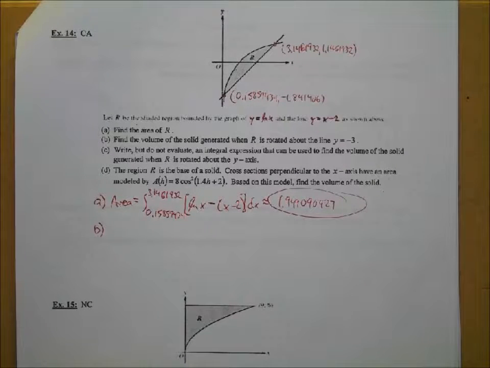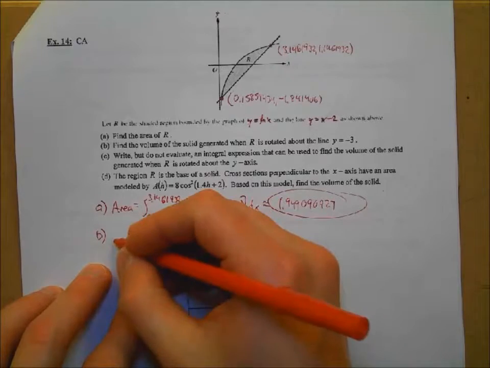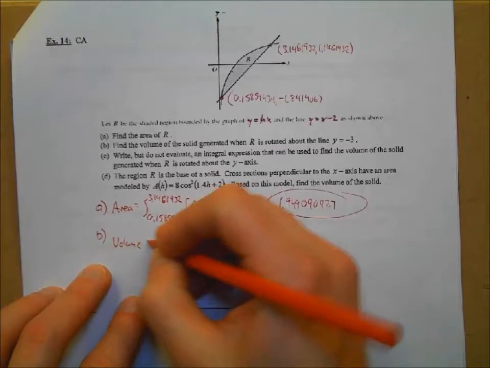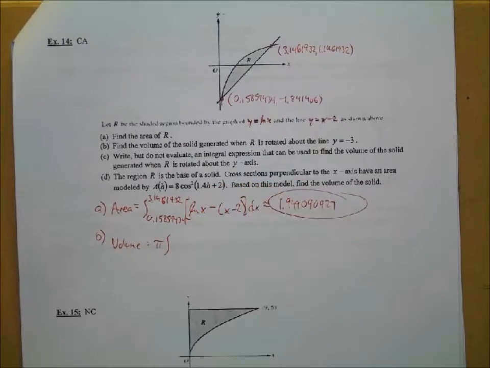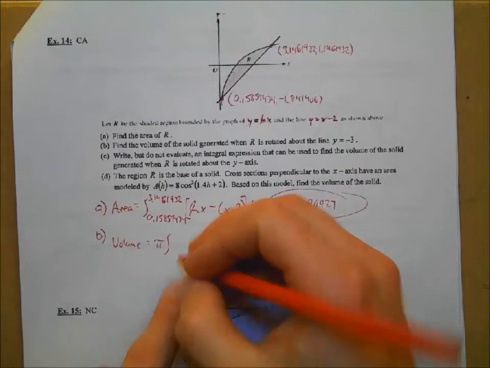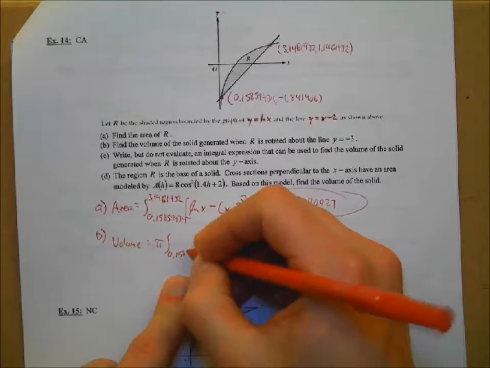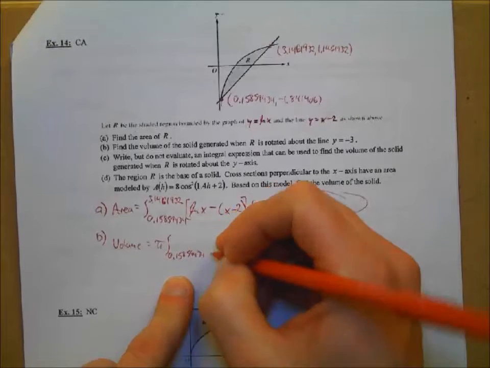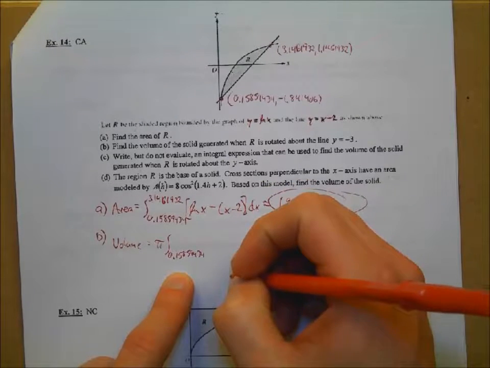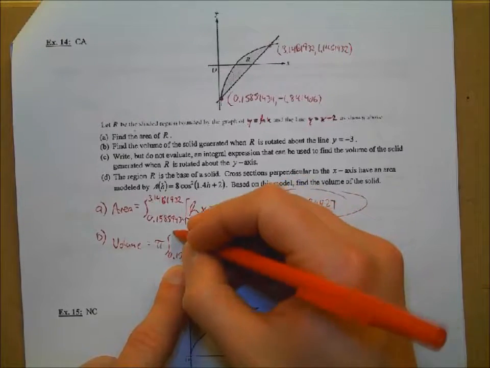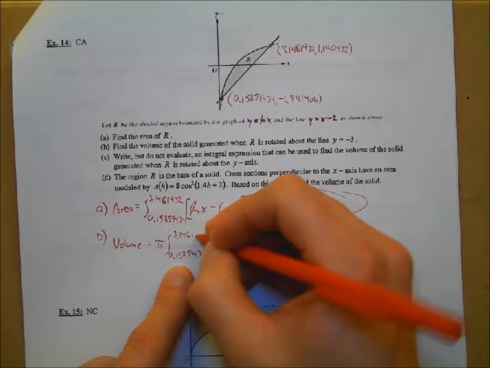All right, letter B. Find the volume of the solid when R is rotated about the line y equals -3. Okay, so we're rotating about the line y equals -3. So we're going to be integrating with respect to x. Okay, so it means we get to still keep those limits of integration. 1.5859434. And then 3.1461932.